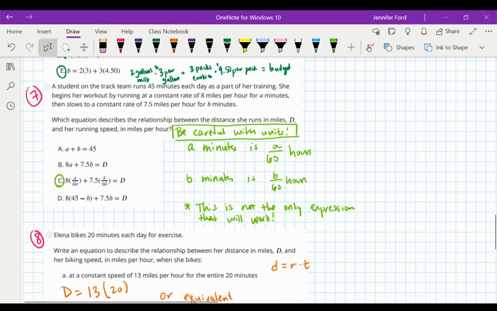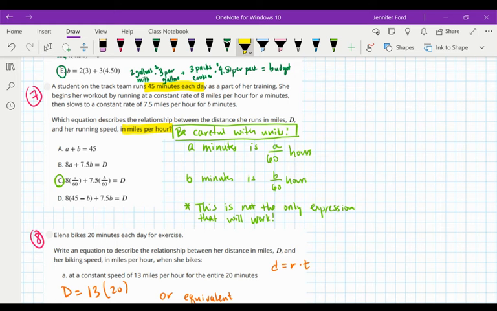7 was a little bit tricky. Be careful with units because in 7 they're telling us 45 minutes each day, but my running speed is in miles per hour. So you've got to be careful with those units. A minutes is the same thing as A divided by 60 hours because there's 60 minutes in 1 hour. Same thing for B. B minutes is B over 60 hours.